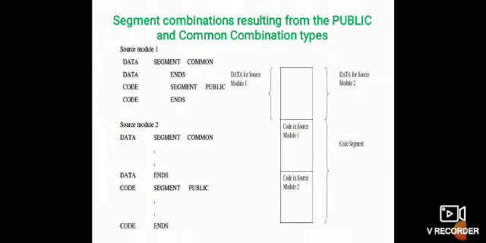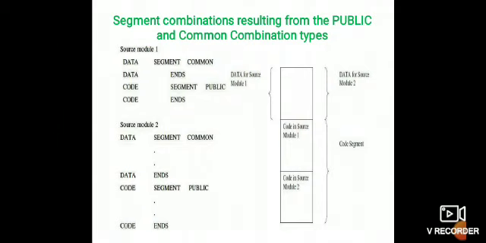And this is an example of segment combination with the combined types public and common. Here you could see two source modules. Each module has two segments. One is a data segment, the other one is a code segment. The data segment in both the source modules is common, and the code segment in both the modules is public. So we have the same names with the combined types common and public.